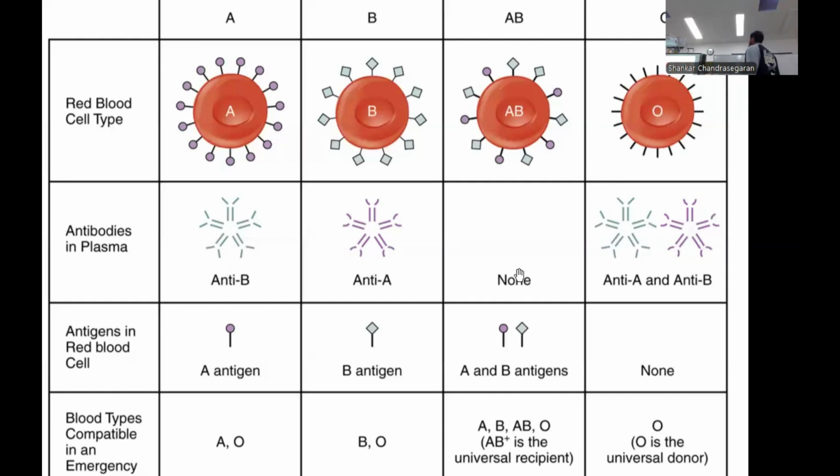So lastly, let's look at O and how it relates to the other blood types. If AB is the universal recipient, O is the universal donor. Basically, they can donate to any blood group they want because, more importantly than anything, they don't have any antigens present on the red blood cell. So essentially, this will go undetected by the cells looking for antigens, because it doesn't have any antigens present.